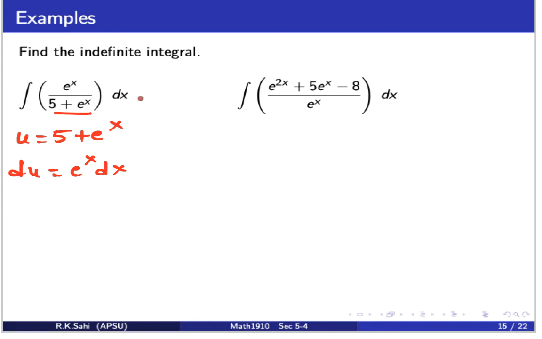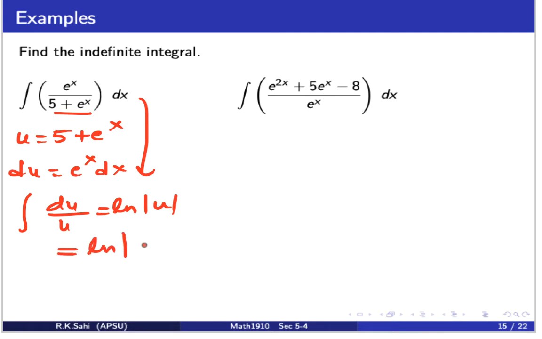Wow! So this problem now becomes what? du over u. Now remember, the integral of du over u is what? Natural log of the absolute value of u. But your final answer has to be in the variable x. It's natural log of 5 plus e to the power x. And remember, it's an indefinite integral. In the very end, make sure you write down a c.